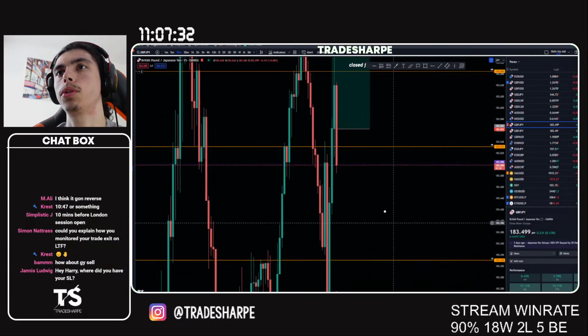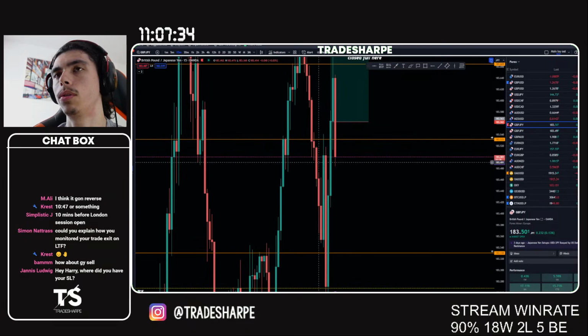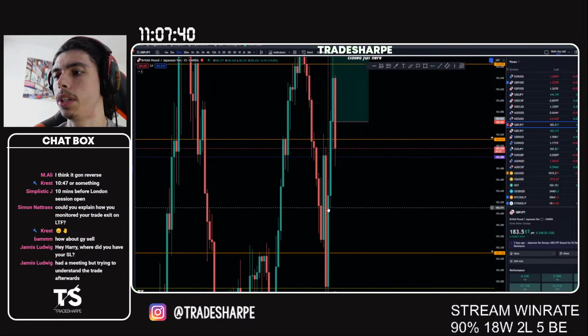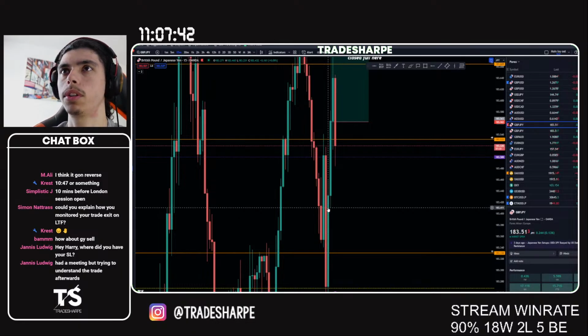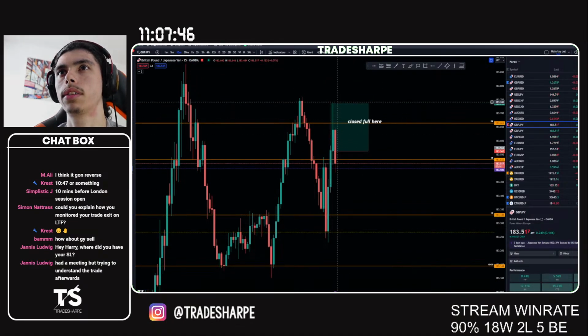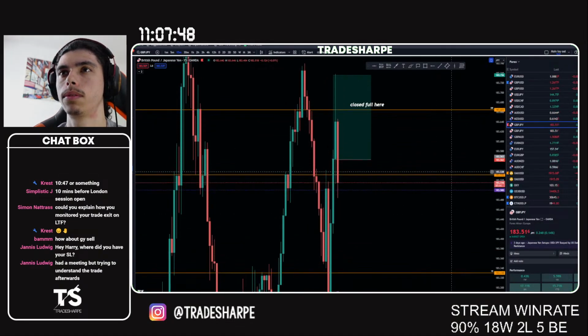Where did I have my stop loss? Below previous candle 15-minute low. Entry on the flip, below previous candle low. Had a meeting but was trying to understand the trade afterwards. Yeah, simple close above the range. Sticking to bias point to point.